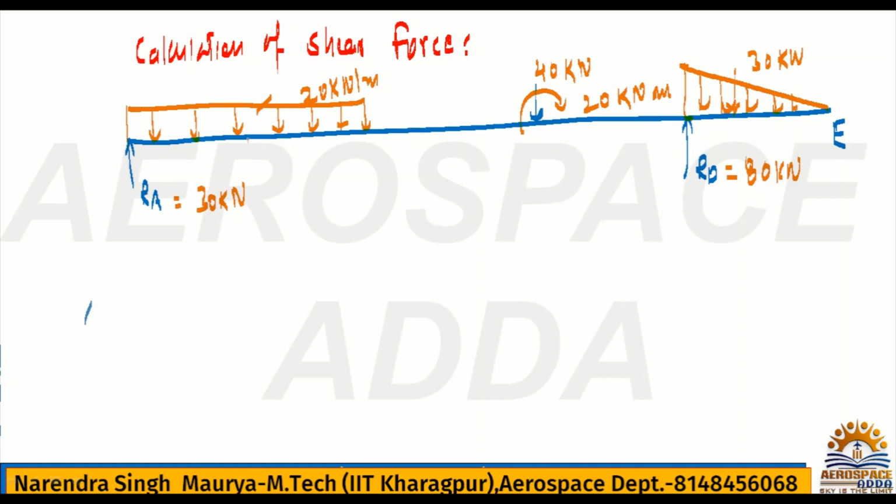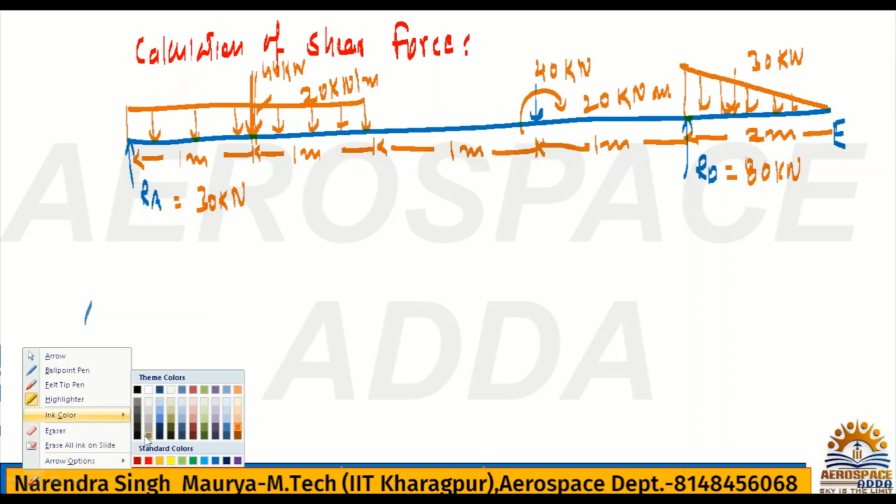And here also you can remember the total concentrated load will be 40 kilonewton. That is also perfect, no problem. This is 1 meter, this is 1 meter, and the total UDL is 2 meter. This is 1 meter, this is 1 meter, and this is 2. All are perfect, no issue. Now we'll write the forces. So how to start this?